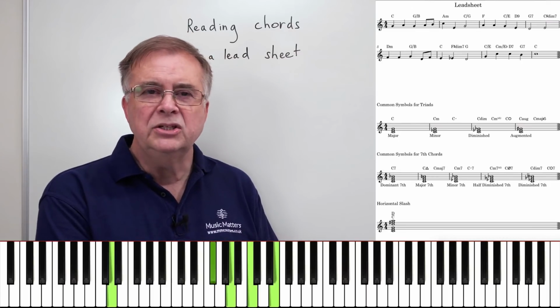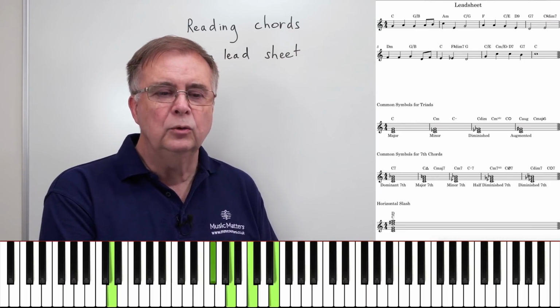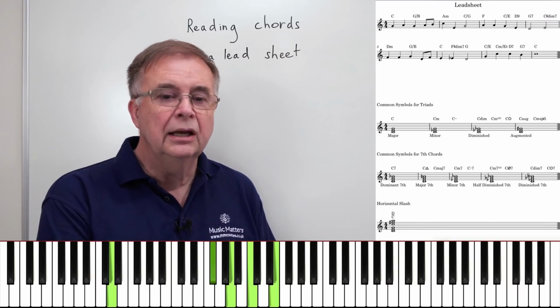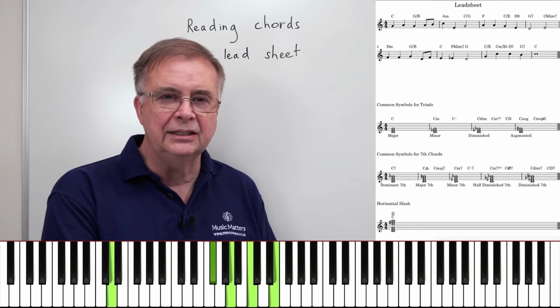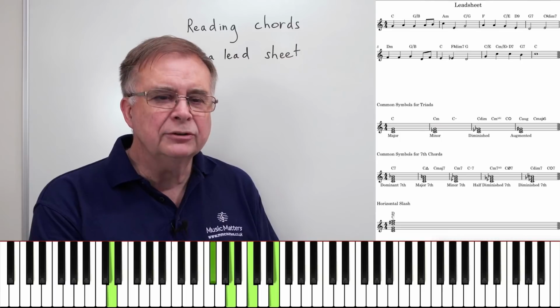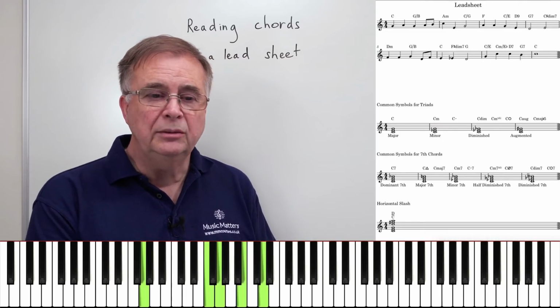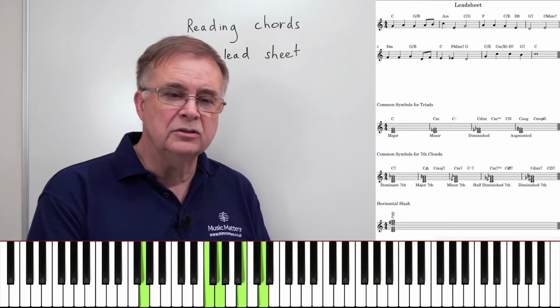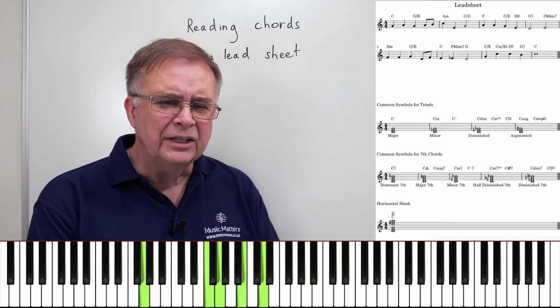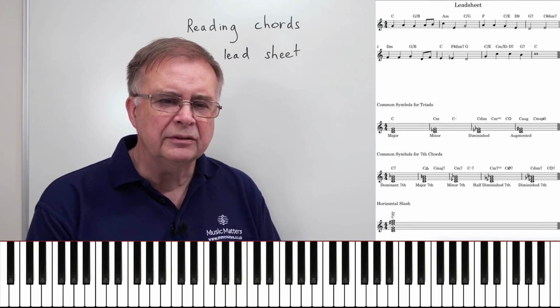So there's the D major, D, F sharp, A, with a 7th, which is C, plus the 9th, which is E. Then I've got a G7 chord. So what have I got here? I've got a G chord, G, B, D, and I've shoved a 7th on the top of it, which is F. Now then, C sharp diminished 7th.